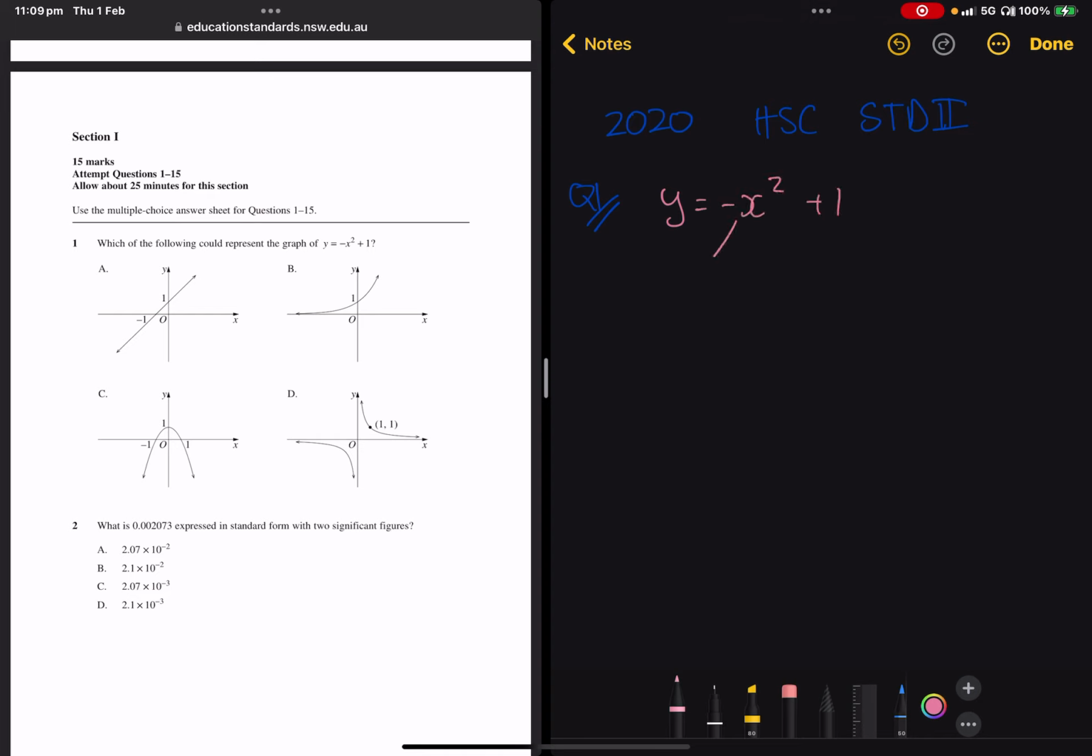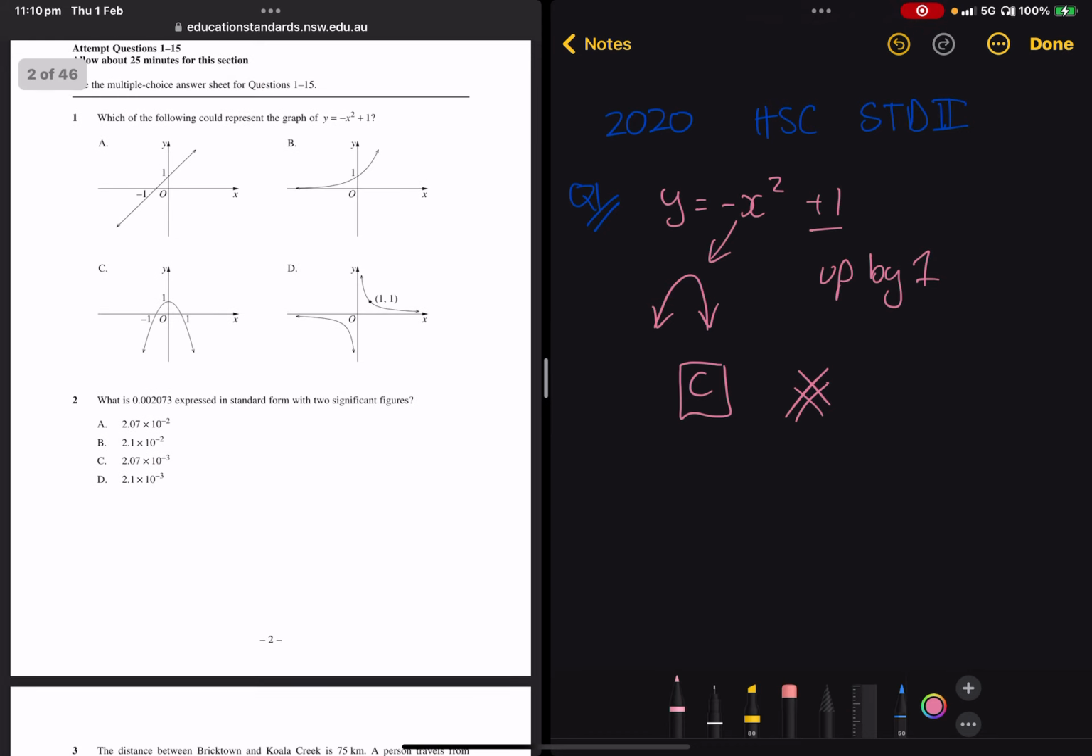Okay, so minus x squared, this means it's a downwards parabola. It's a frowning face because the term in front of the x squared is negative. Plus 1 means it's moved up by 1. So it's a downwards pointing parabola moved up by 1. The only one of these four that's even close is C, and C is going to be the correct answer.